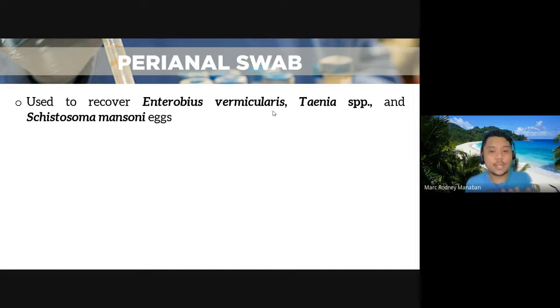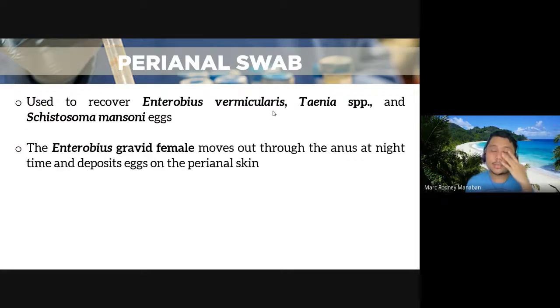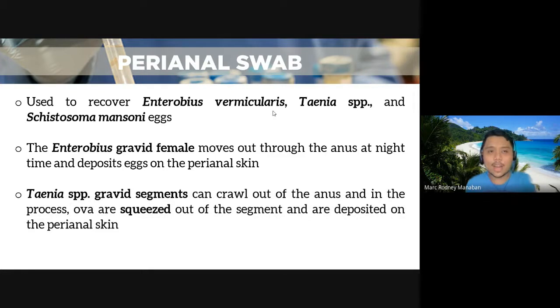Enterobius, primarily, but you can also recover Taenia and Schistosoma mansoni. Now, the gravid female Enterobius, which contains eggs, migrates out of the anus at night to lay its eggs on the folds of the anus. Taenia can also crawl out of your anus, and when it crawls out, the gravid proglottid gets squeezed, and once squeezed, the eggs come out and are deposited on the anal folds. Schistosoma mansoni has a lateral spine on its side.